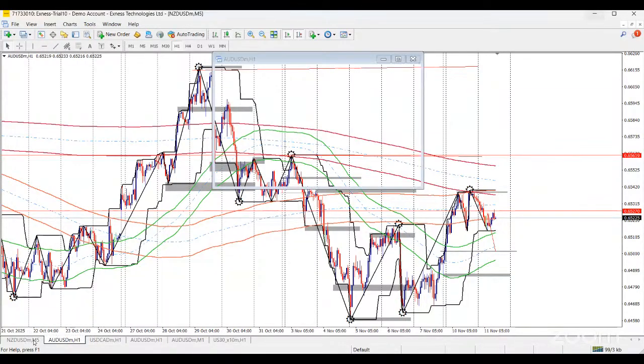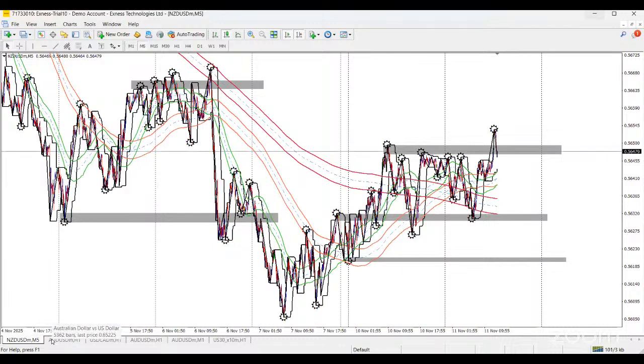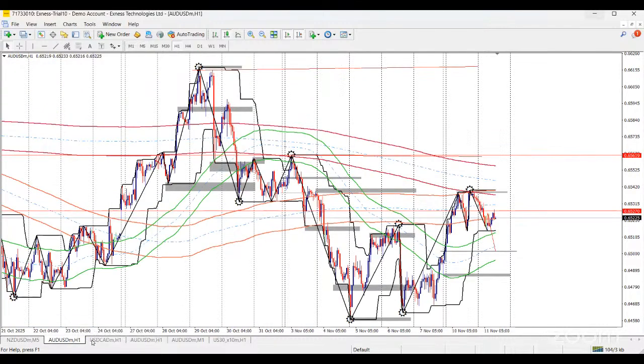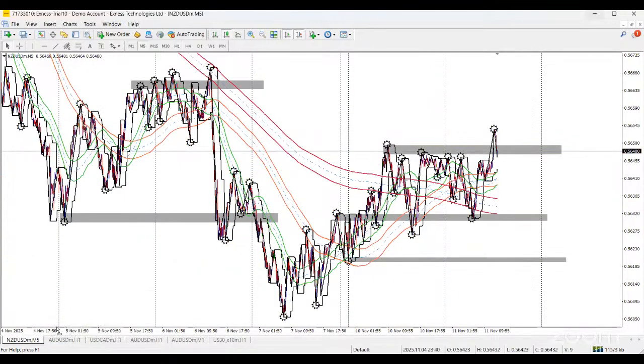Now, we started today's market color outlook looking at commodity currencies, so AUD/USD, NZD/USD, and USD/CAD, before we moved into indices. So now we're just going to quickly look at commodity currencies before we do a recap on indices as well. So I'll start off with NZD/USD.